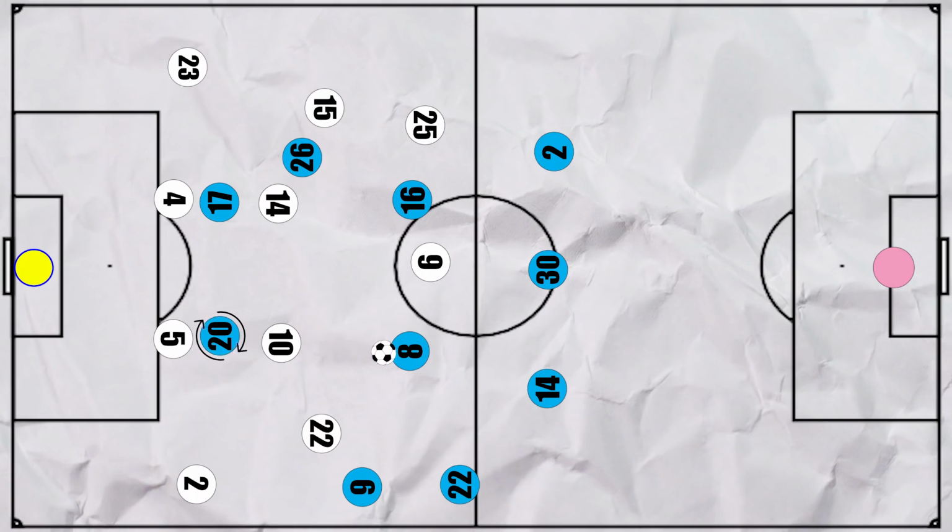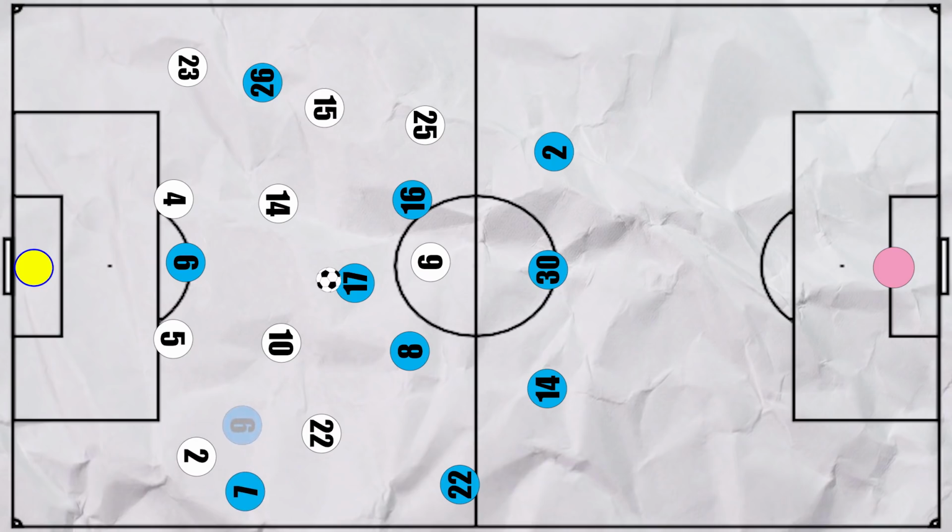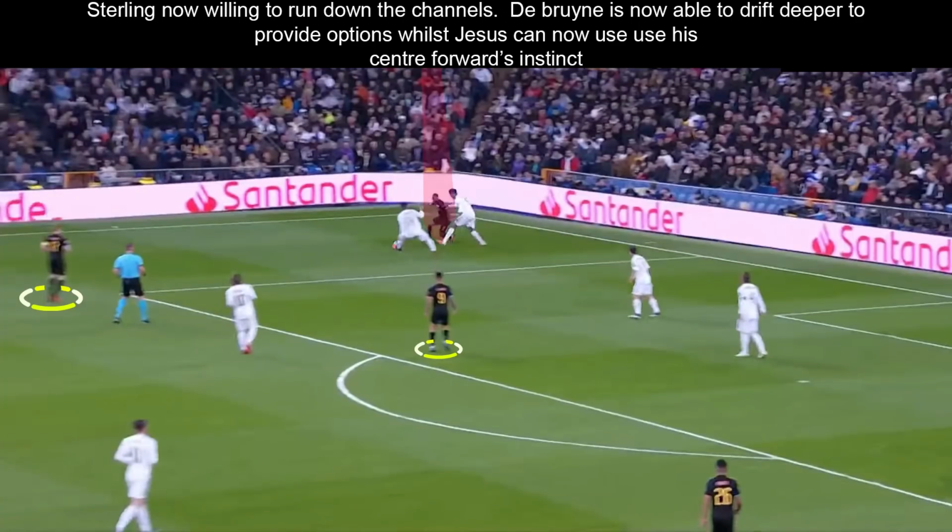But once Sterling came on and the shape changed to give De Bruyne more room and to give City width either side, they found more success. De Bruyne could now drop deeper to provide an easier passing option. Sterling was more comfortable staying wide as opposed to Jesus, who when wide would try and come centrally as early as possible. City's first goal epitomizes this, with Sterling staying wide and running the channel.